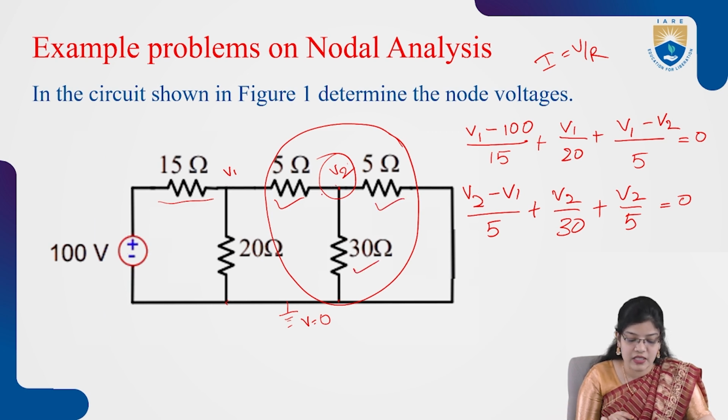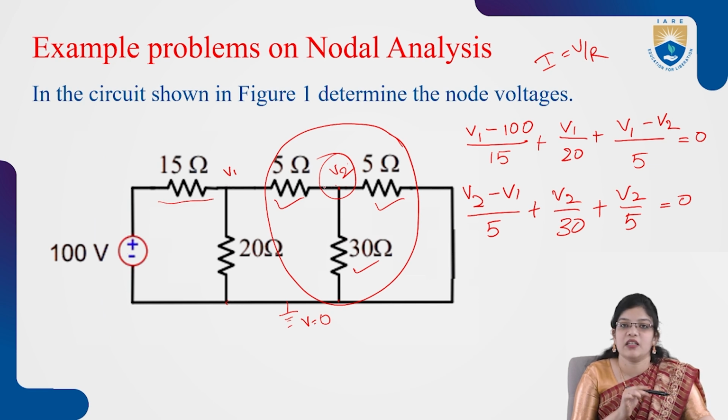This 5 ohm is connected in between V2 and V1. As I am considering the node V2, first I have taken V2 minus V1 by the resistance in between V1 and V2, which is 5 ohms. And then for the 30 ohm element, V2 by 30, and for the 5 ohm, V2 by 5 equals 0.